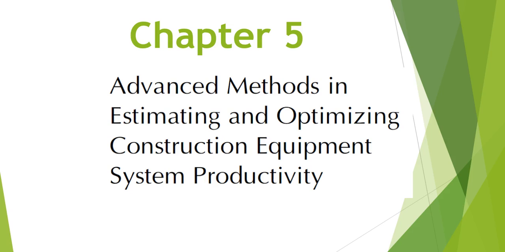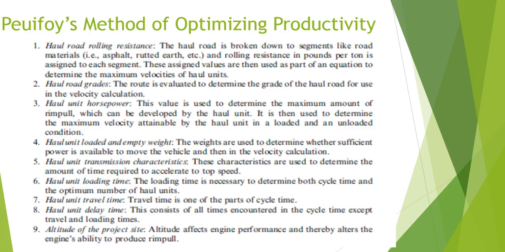There are a number of methods. We looked at some basic methods starting in Chapter 4, and there are a couple more ways we're just going to touch on. Again, the idea being, in part, that you understand that there are many different ways that you'll possibly see regarding costs. Tonight in particular, we're going to look at Purifoy's method of optimizing productivity.